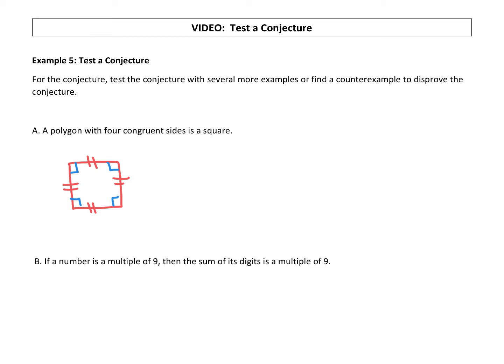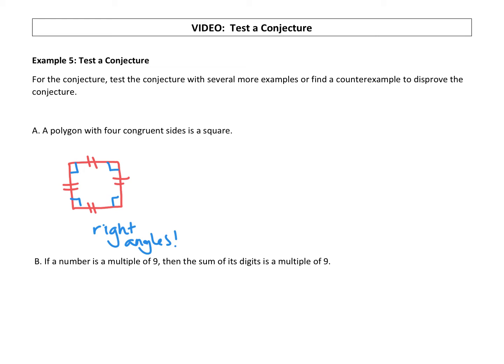So what makes a square specific? 4 congruent sides, and did you see what I drew in blue? Those are right angles. A square has right angles. So can we think of a polygon that has 4 congruent sides but does not have right angles?